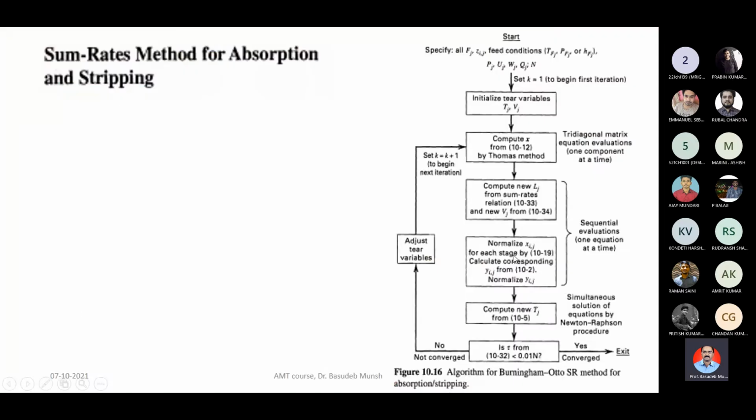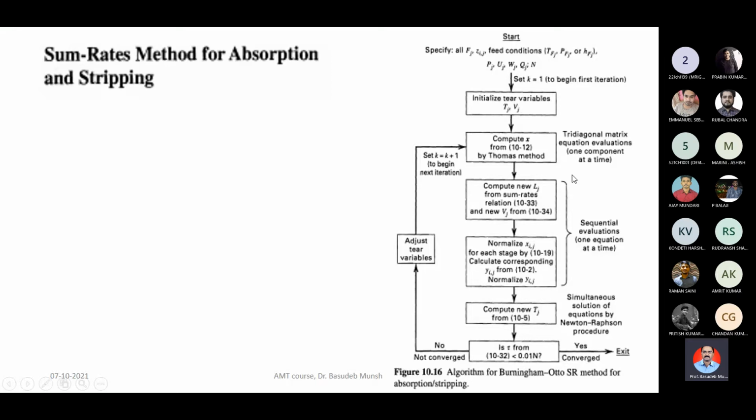In the next step, we normalize Xij. You can see here, we have modified Lj, we have modified Vj. Next, we modify Xij, meaning we normalize Xij. Then we calculate Yij. To calculate Yij, you need Xij, so you might think you have to do the bubble point calculation. But already you have assumed the temperature. You don't need to do a bubble point calculation here. We already know the temperature.